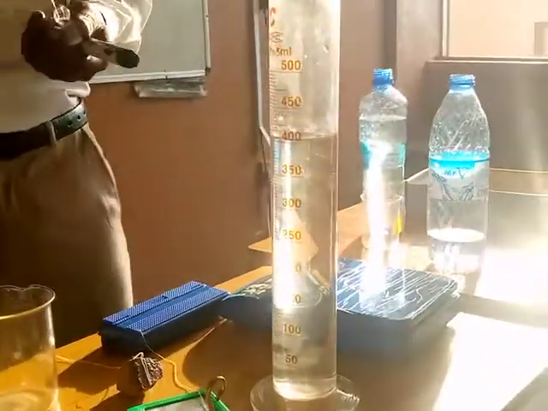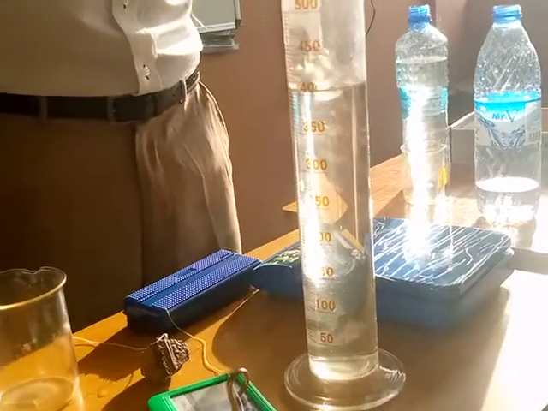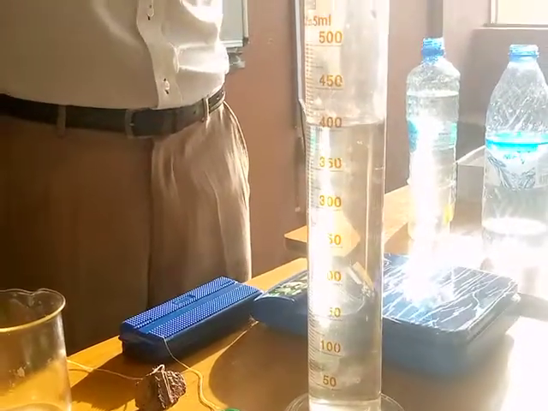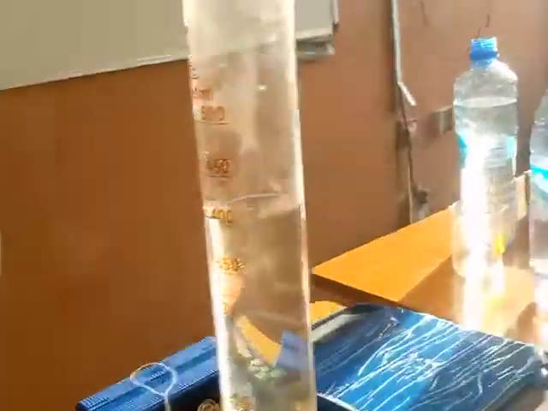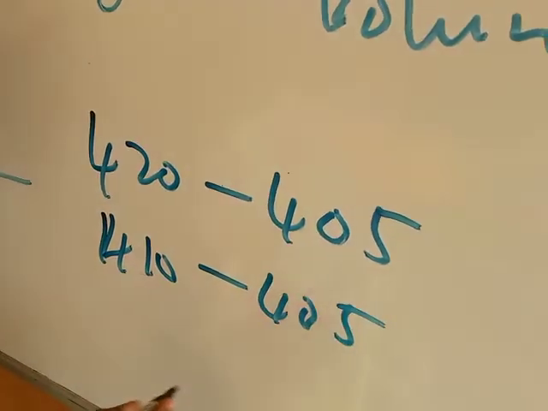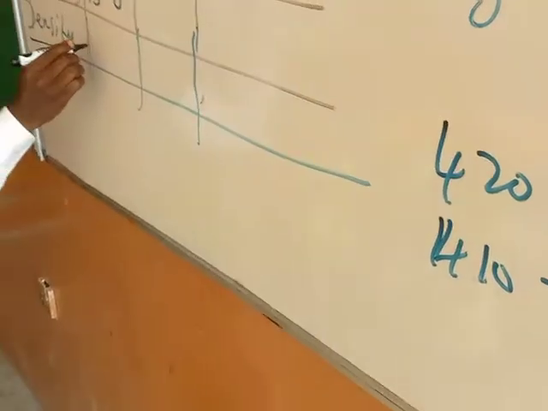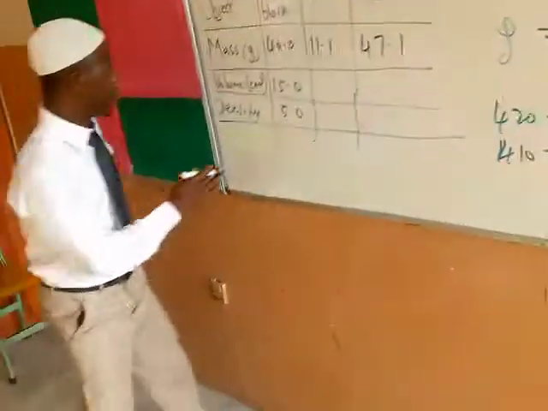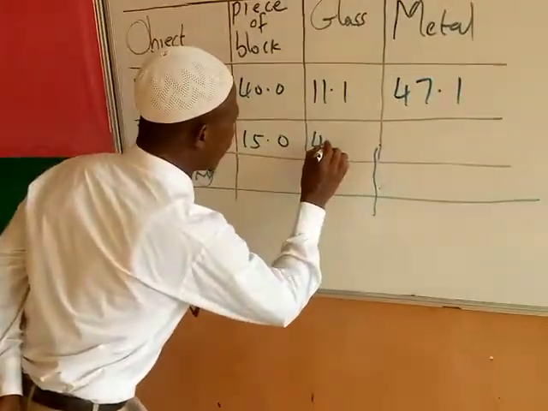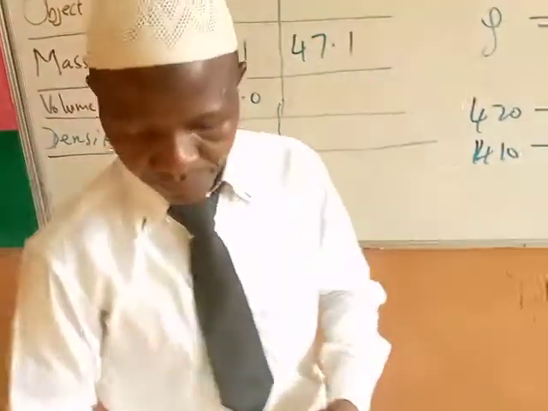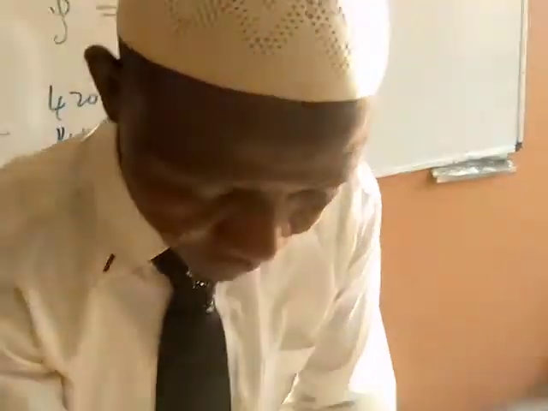Now let's determine that of glass. The initial volume of the liquid inside remains the same, 405. The final volume is 410 centimeter cube. 410 minus 405 will give us 5. So the volume of the glass is 5.0 centimeter cube. Then for the metal, let's determine the volume of the metal.